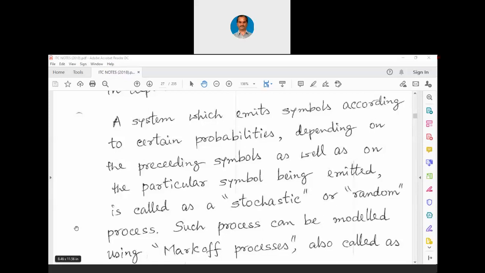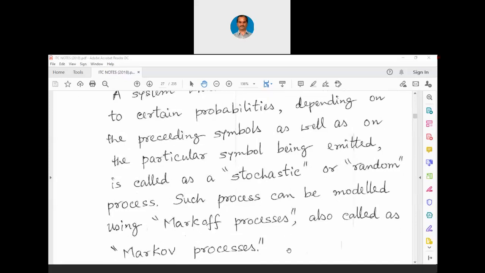Noise can be modeled as a random process or as a stochastic process. Now, which means what? I'll come back to this definition. A system which emits symbols according to certain probabilities depending on the preceding symbols as well as on the particular symbols being emitted is called a stochastic or random process. Such a process can be modeled using Markov processes.